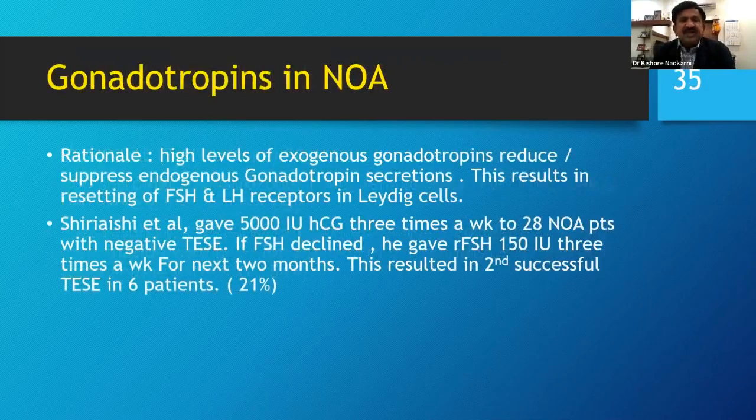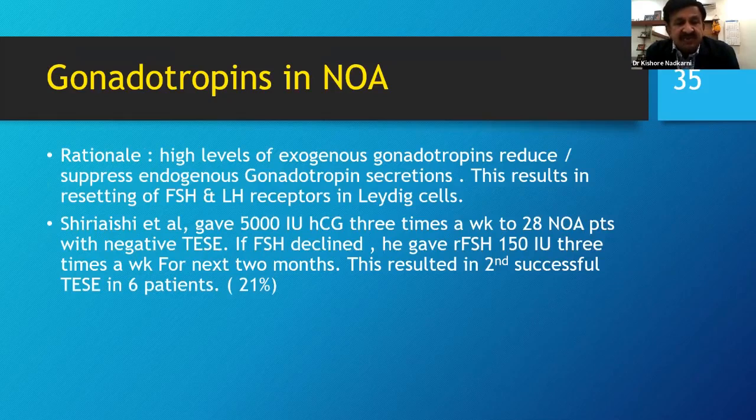Now, gonadotropins in NOA. In non-obstructive azoospermia, people with a negative TESE sometimes insist on using their own sperms. They say, please try again, please try again. Of course, we try to cause minimum damage to the testes while doing the TESE. And if they want a repeat TESE, we usually put them on this treatment. This treatment has been recommended by Shiraishi et al.